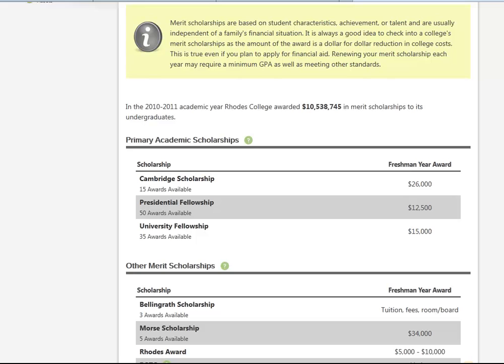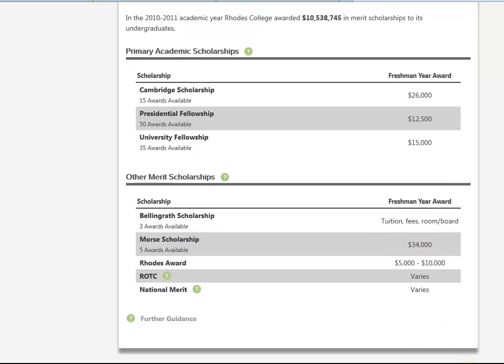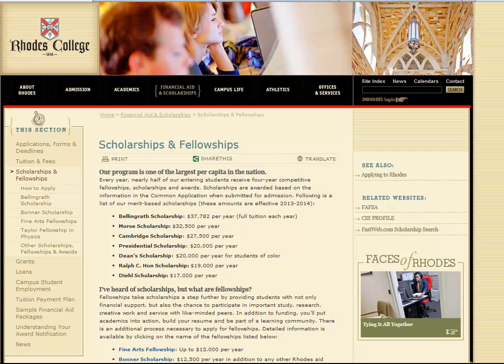The Cambridge Scholarship, they have 15 awards available, and they give out $26,000 to freshmen. And they've got these types of things, the presidential, the university. So let's take a look at the Bellingraph Scholarship. What this should do is take me over to the website of the school.